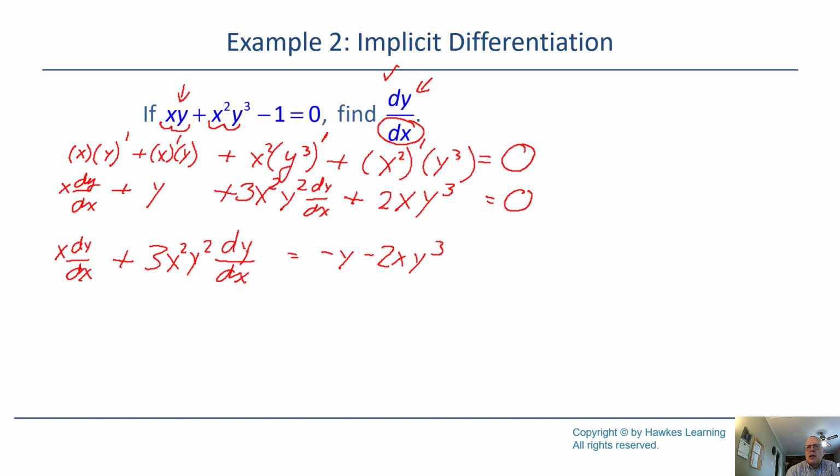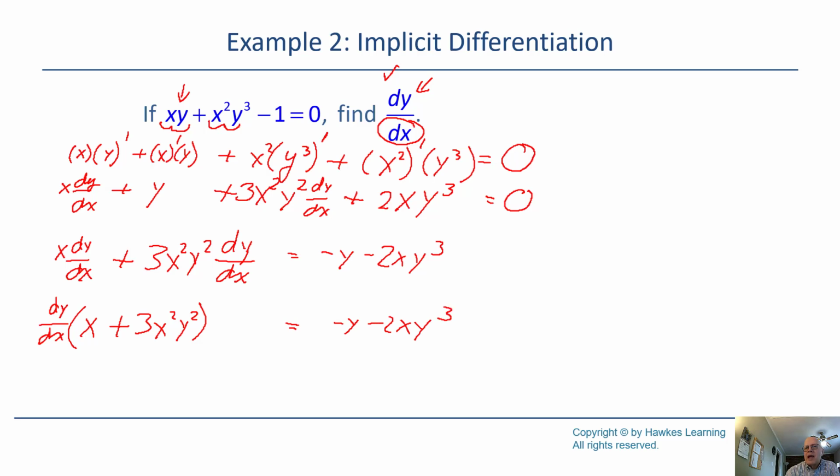Now the key here is, once you've got the dy dx terms over here, we're going to factor that out. dy dx. Factor it out like you would any normal factoring. X plus 3x squared y squared equals minus y minus 2x y cubed.